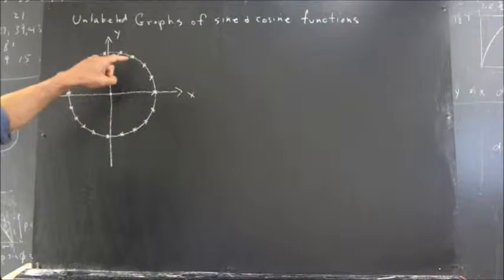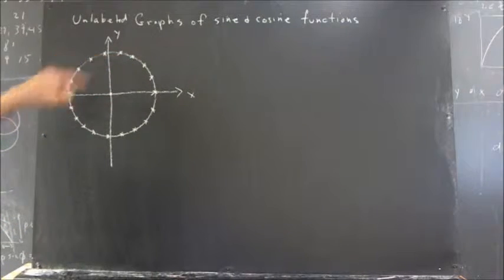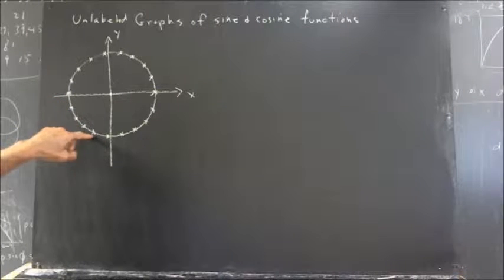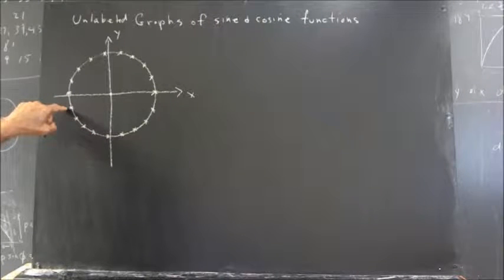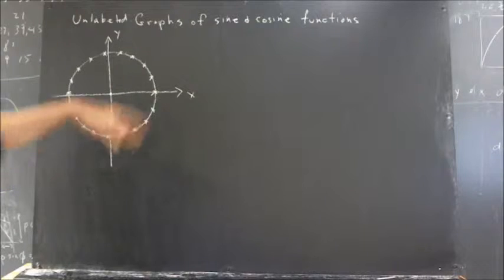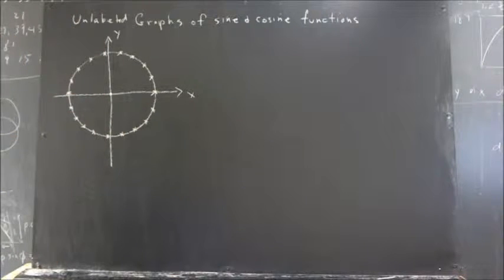I've got 1, 2, 3, 4, and it really looks like I've got 5 markings that would span from here to here. So it's not completely uniform. It's not a perfect marking, but we can still get the idea.